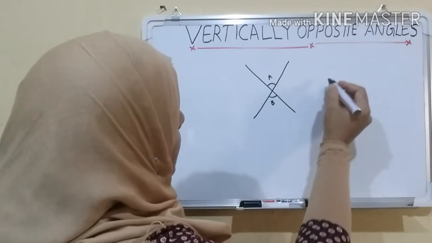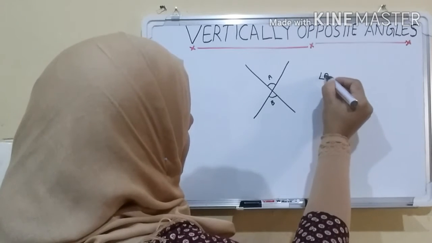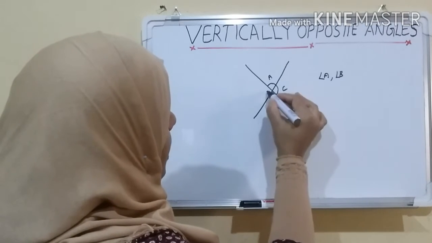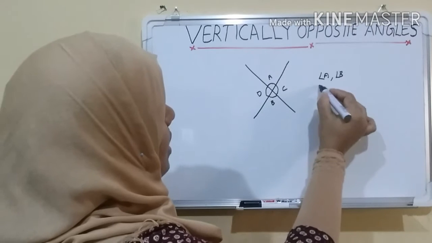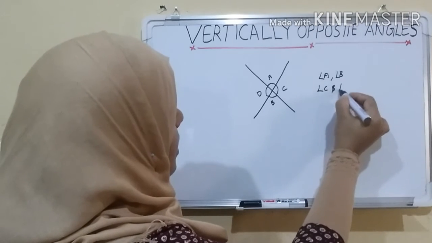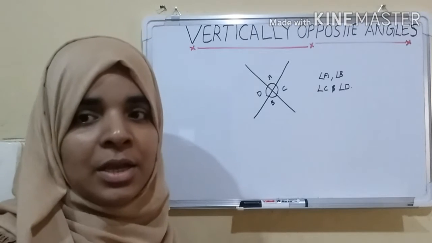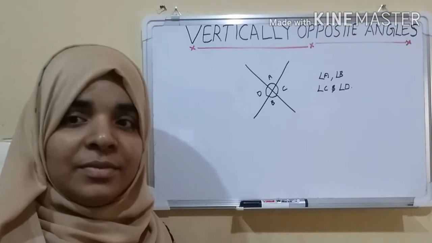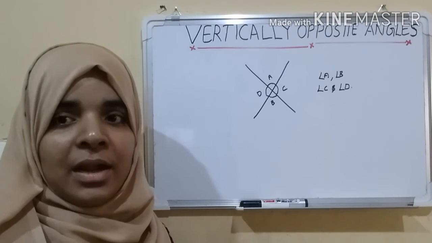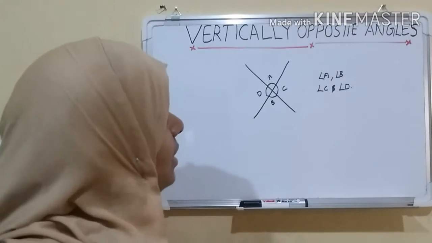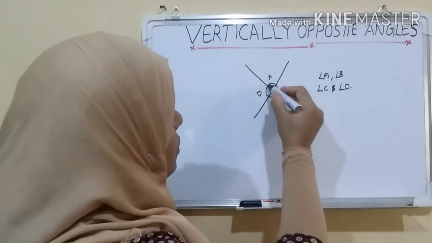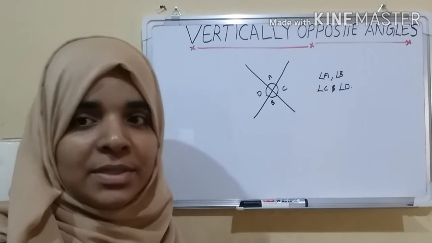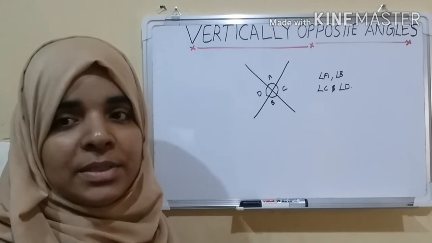Here we can get two pairs of opposite angles. One pair is angle A and angle B. Other one is angle C and angle D. These are the two pairs of opposite angles. These two pairs of opposite angles are called vertically opposite angles. Understood? If two lines intersect, then they will form two pairs of opposite angles or four angles. These opposite angles are called vertically opposite angles. Understood?